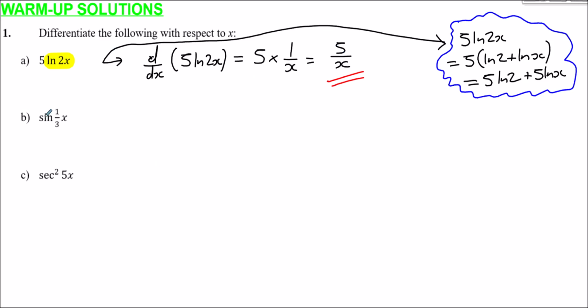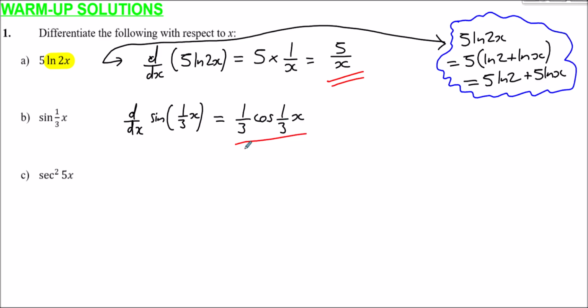1b, differentiate sine a third x. Sine differentiates to cos, but because it's sine of a third x, we can say that d by dx of sine a third x, that third comes to the front, then we get cos of the same angle.